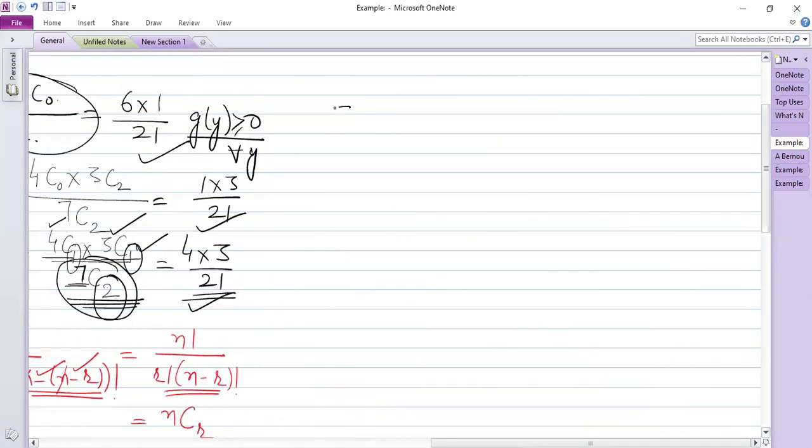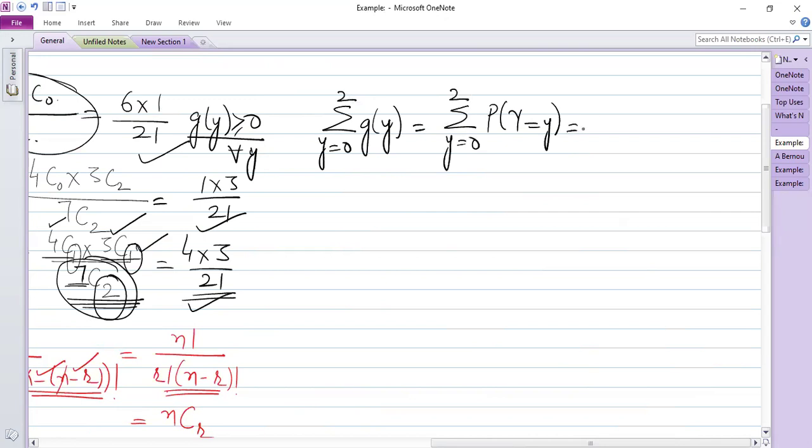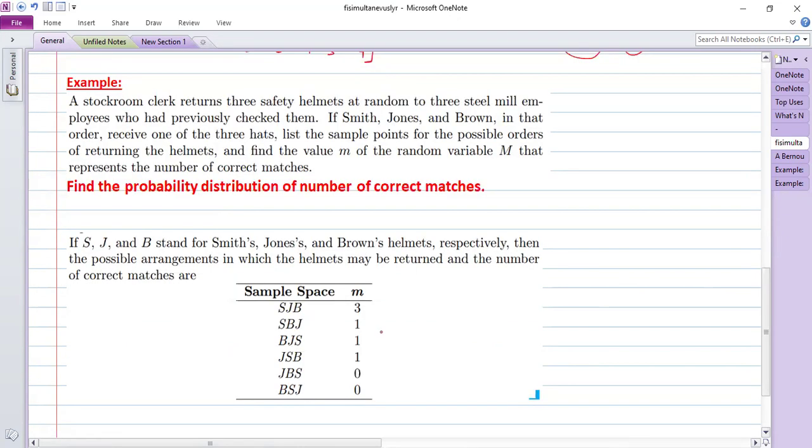So the sum of all the values of this g(y), or we may write that this probability of y, over the entire range 0 to 2 of the random variable. What is this sum? It is nothing but 1.